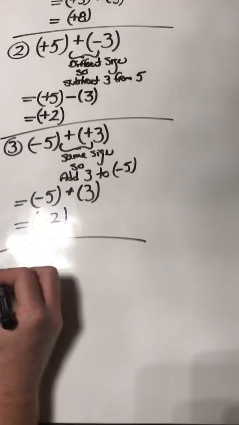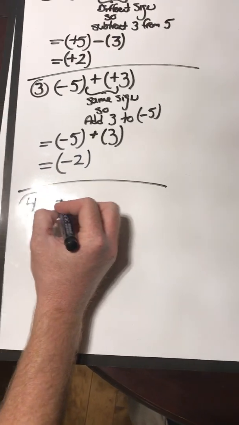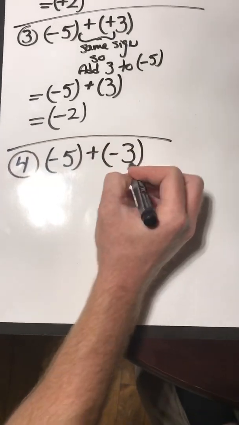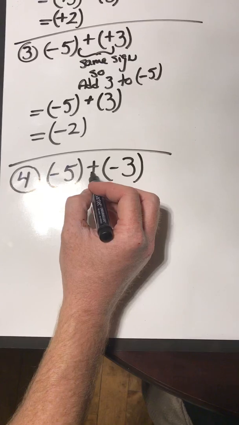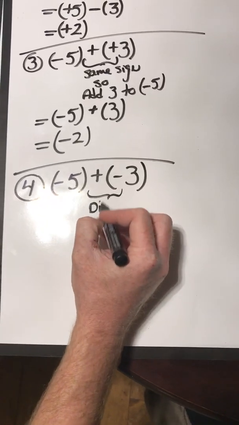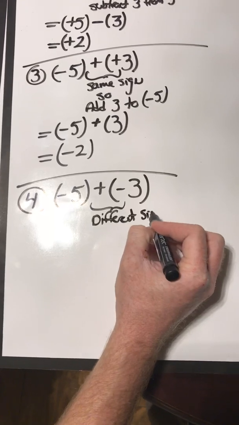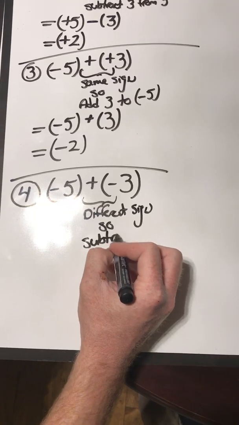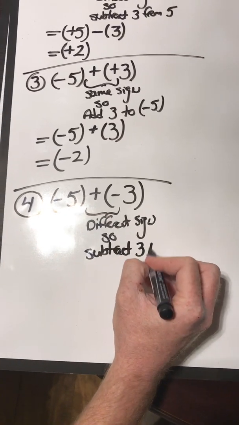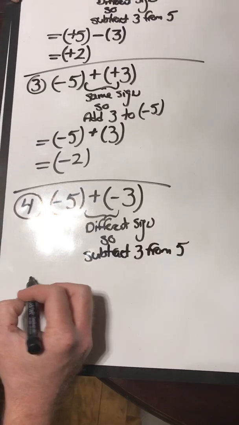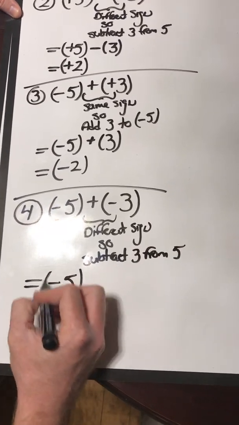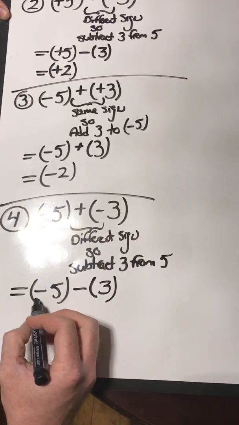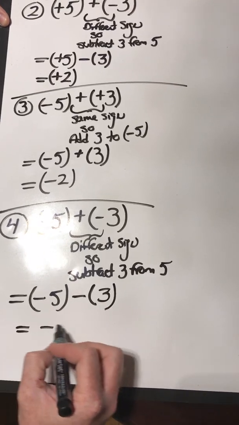And then the last example that we did was negative 5 plus negative 3. And we look at these signs here again, and we see a positive and a negative, so we have a different sign. So we're going to subtract 3 from 5, so we can rewrite that as negative 5 subtract, and we just write in the integer number there, 3. So negative 5 subtract 3 is equal to negative 8.